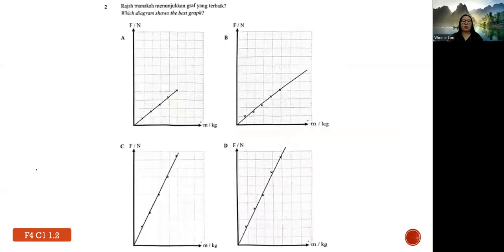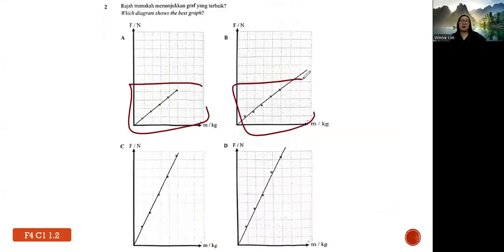Okay, question 2. Which diagram shows the best graph? When you plot a graph, the first thing you all need to choose is the scale which can occupy the size of the graph. The graph size should be about 70% of the graph. So as you can see, A and B only use half of it for the points that are plotted. So that's why this is not correct in terms of size.